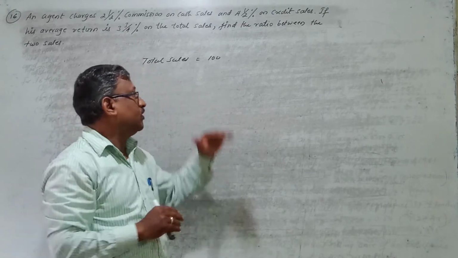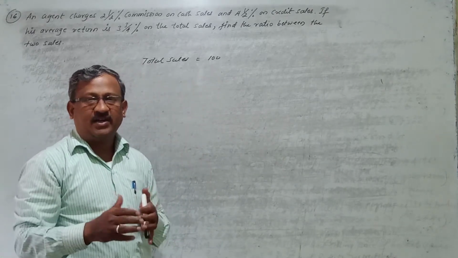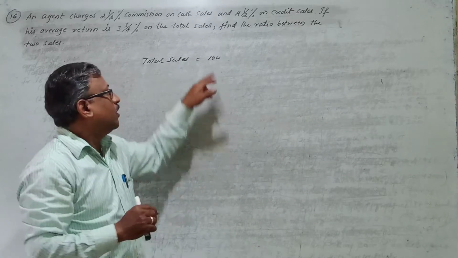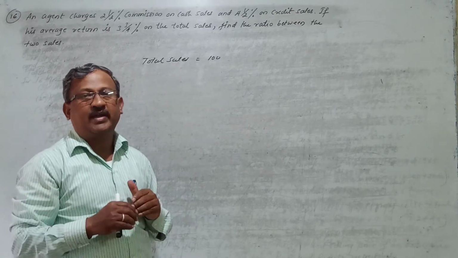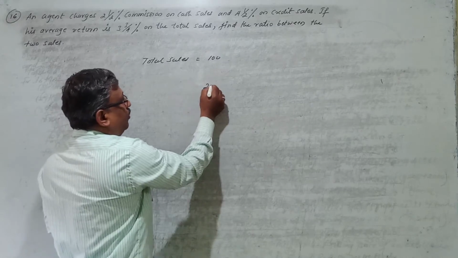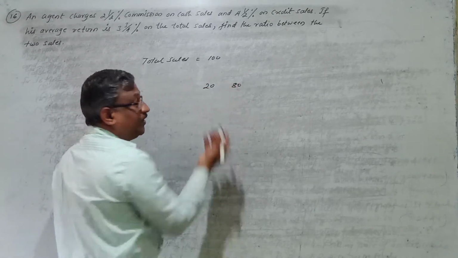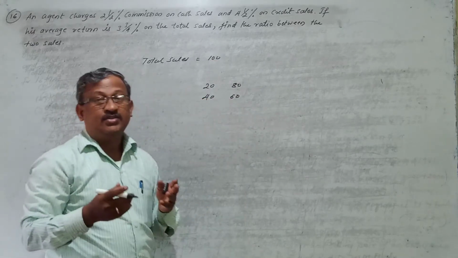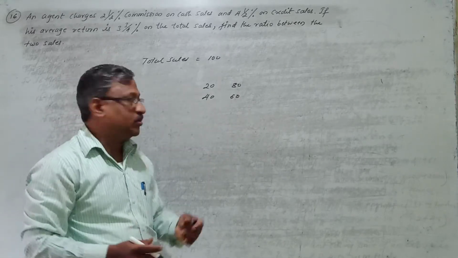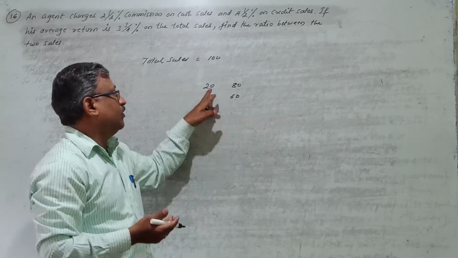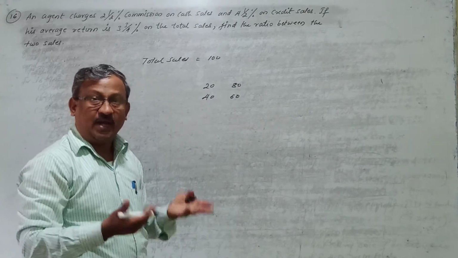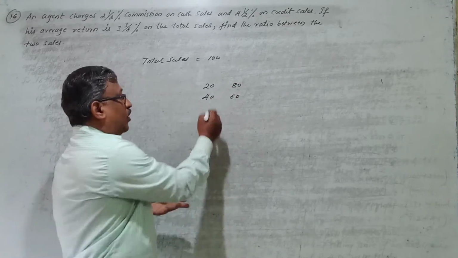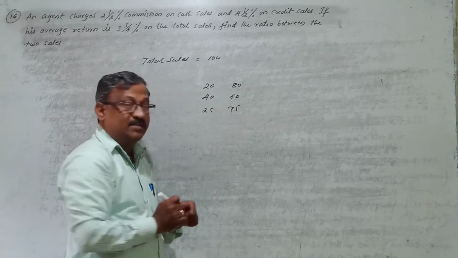Out of this total sales 100 rupees, what are my cash sales and credit sales? It is not known here. Total sales means cash sales plus credit sales. But out of 100 rupees total sales, I don't know what are my cash and credit. If my cash sales are 20 rupees, then my credit sales must be 80 rupees. If my cash sales are 40 rupees, then my credit sales must be 60 rupees. It may be any value. It may be 20 and 80, or 40 and 60, or 25 and 75, but exactly it is not known.